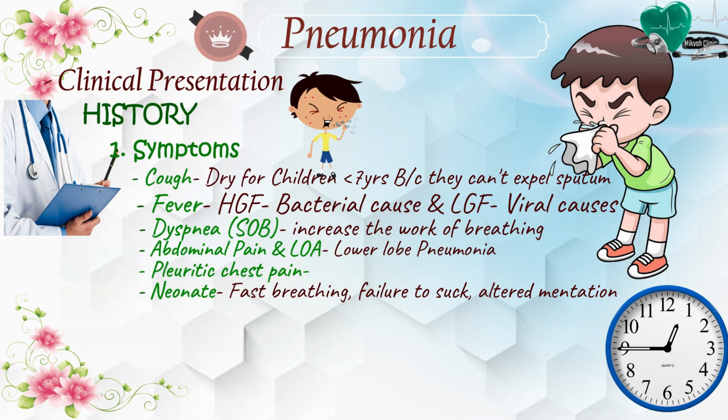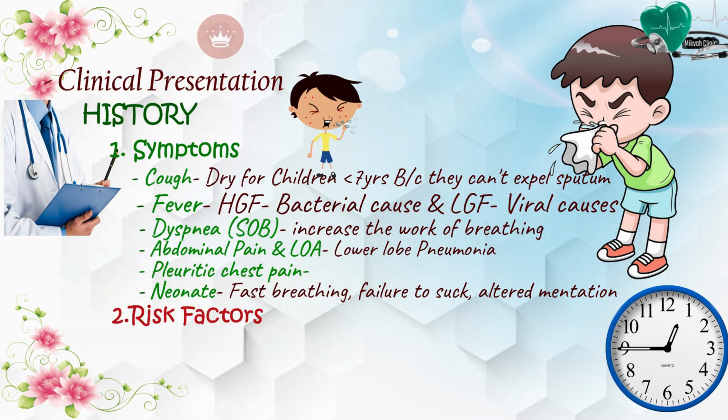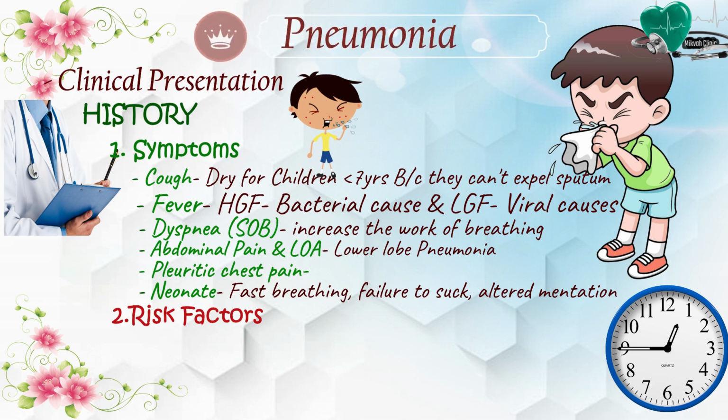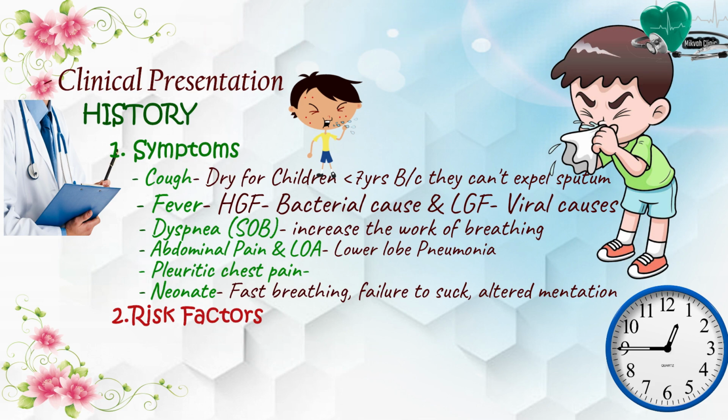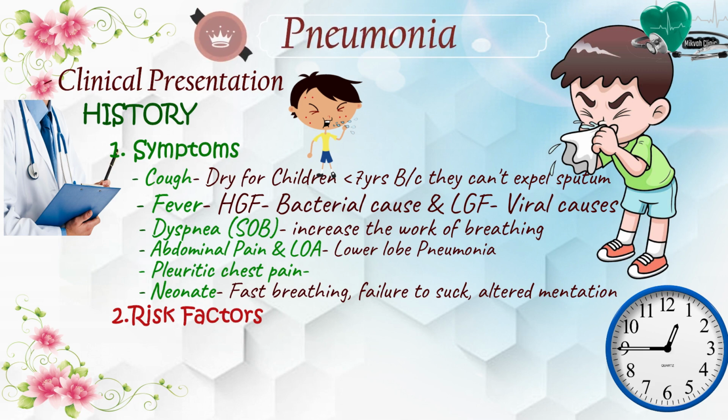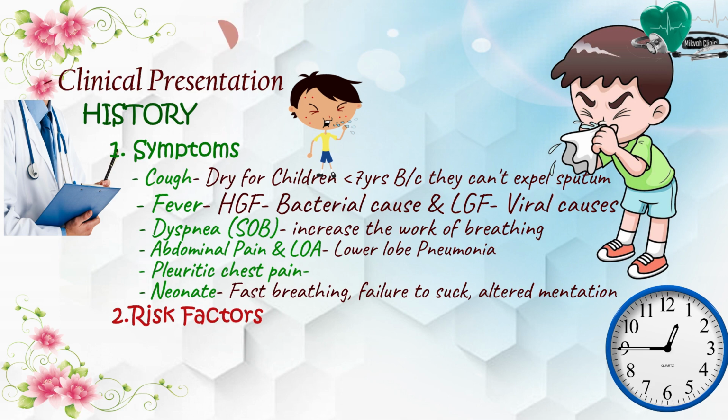So we have to assess the second thing, which is the risk factors. Always don't forget that any child presenting with pneumonia should have at least one risk factor, because pneumonia is a preventable cause of death or illness in general. So the illness occurs due to the presence of one of the following risk factors. What are the risk factors for pneumonia?